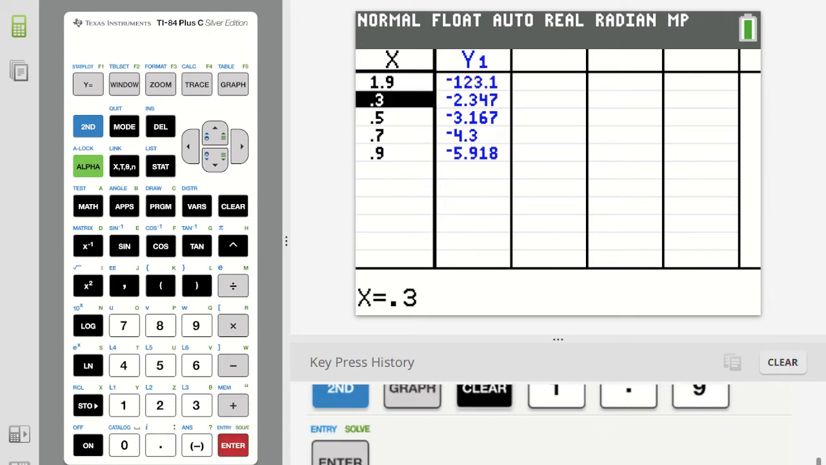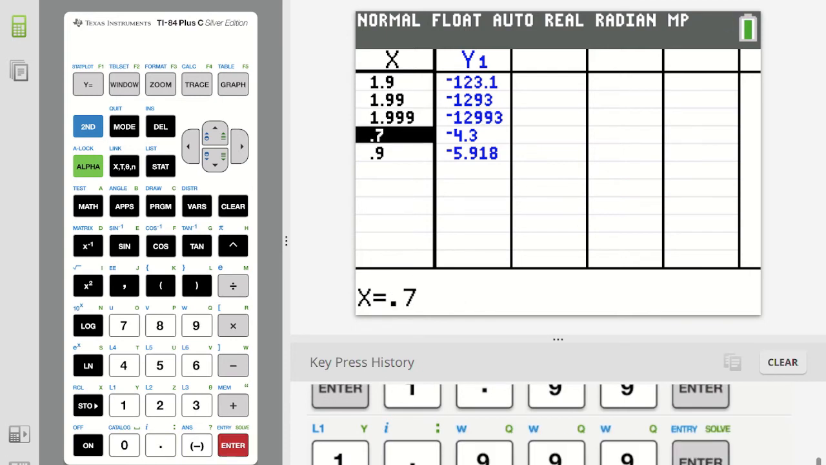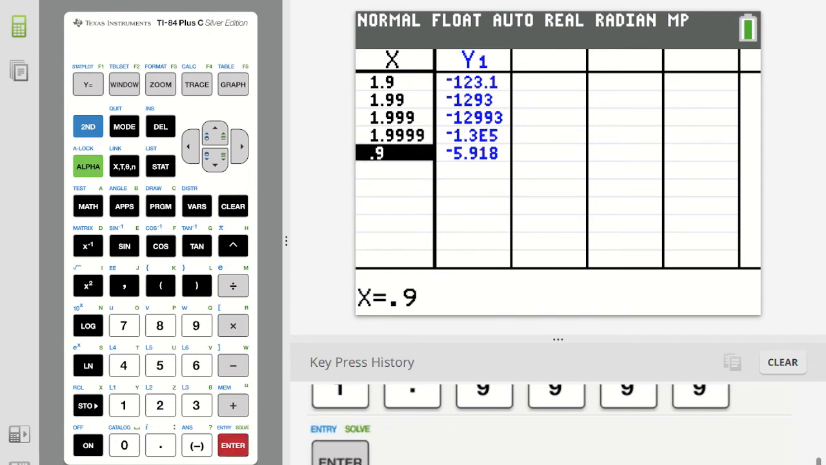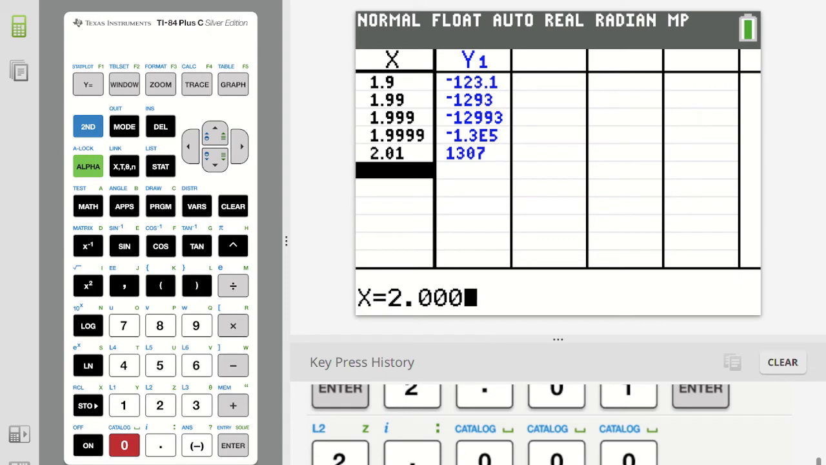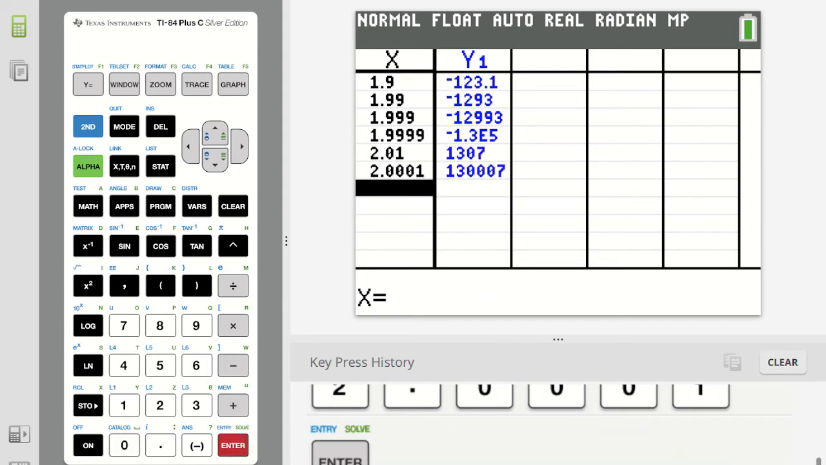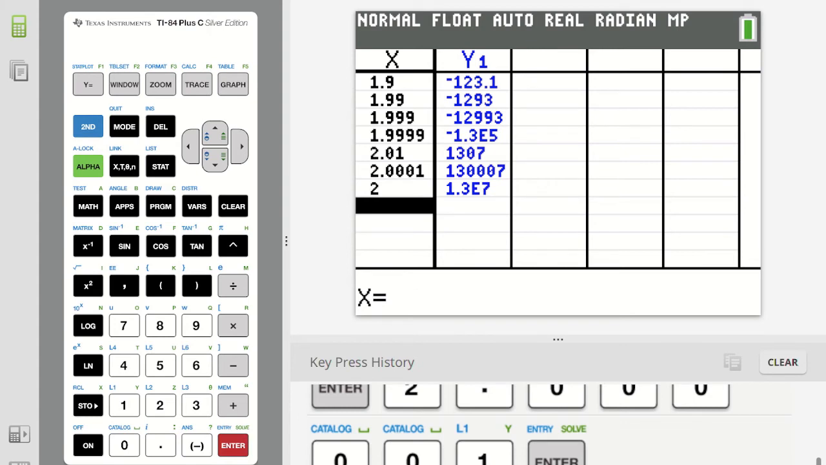In the table option, you will then put in your function values. So starting with the left-hand limit, we plugged in 1.9, 1.999, and 1.9999. Then you can see that the function values are approaching negative infinity coming from the left-hand side of 2. You can start to plug in the values from the right-hand side, starting with 2.01. Then you'll plug in 2.0001, and then even closer with 5 zeros. Notice that the function values are approaching positive infinity from the right-hand side.